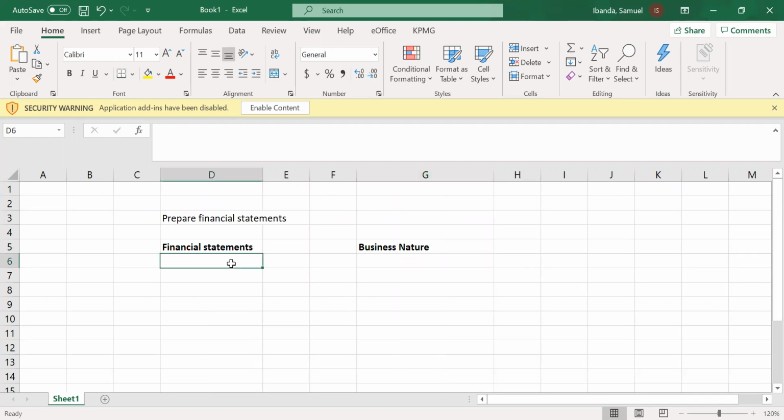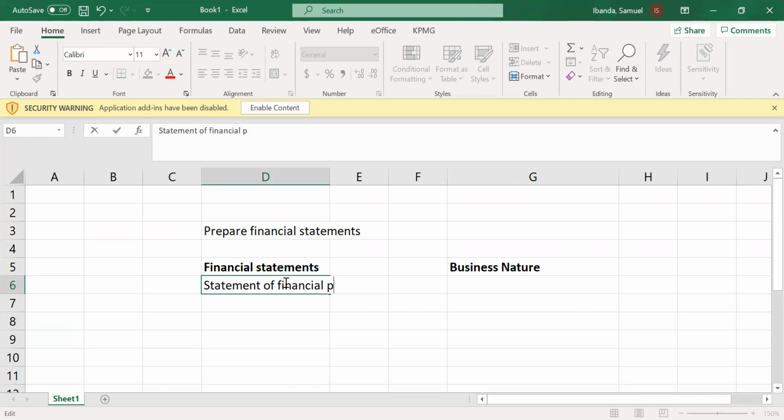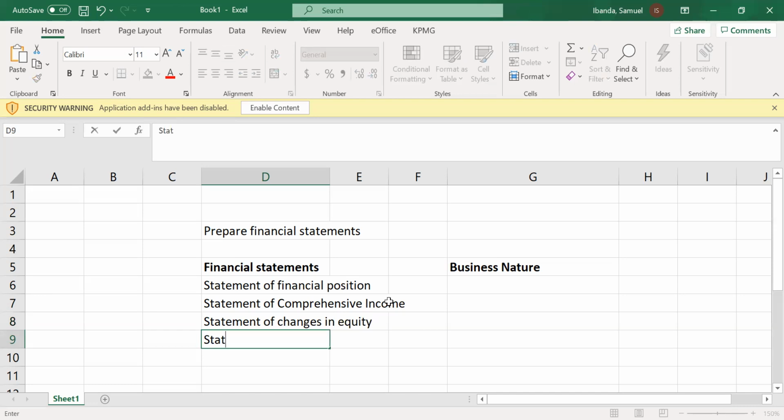But the key financial statements that we know very well are the statement of financial position, the statement of comprehensive income, then the statement of changes in equity, and then the statement of cash flow. So these are the key statements that we have.